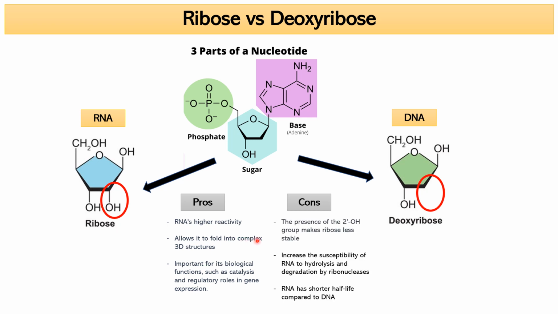However, there are some drawbacks of having this extra hydroxyl group. First of all, it makes the RNA less stable, which means that it is more susceptible to degradation by ribonucleases. And all that results in a shorter half-life compared to the DNA. So now we see how just having this extra hydroxyl group makes the structure and biological function of RNA completely different to the DNA.